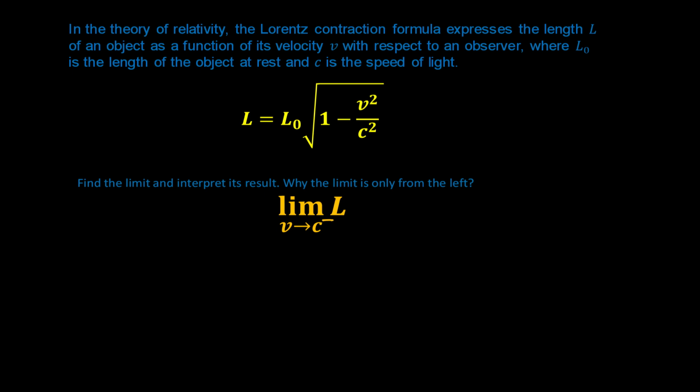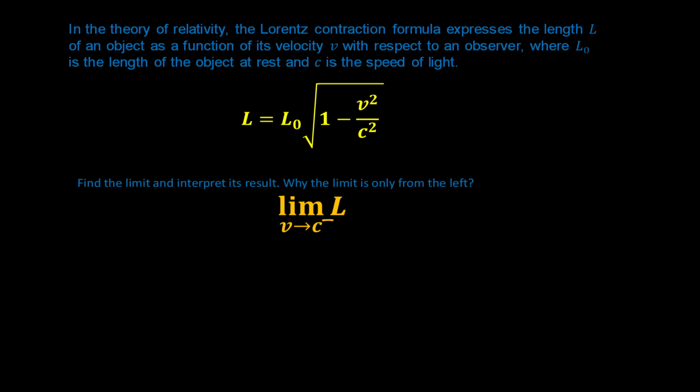In this video, we want to find limits that are related to physics, and also we want to interpret the results of these limits. In the theory of relativity, the Lorentz contraction formula expresses the length L of an object as a function of its velocity v with respect to the observer, where L0, or L initial, is the length of the object at rest, and c in this formula is the speed of light.